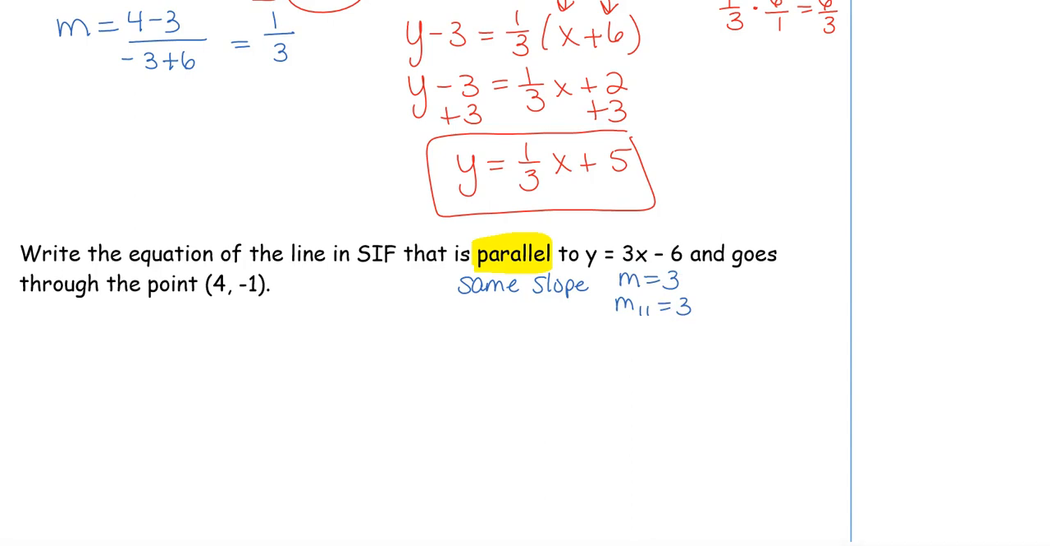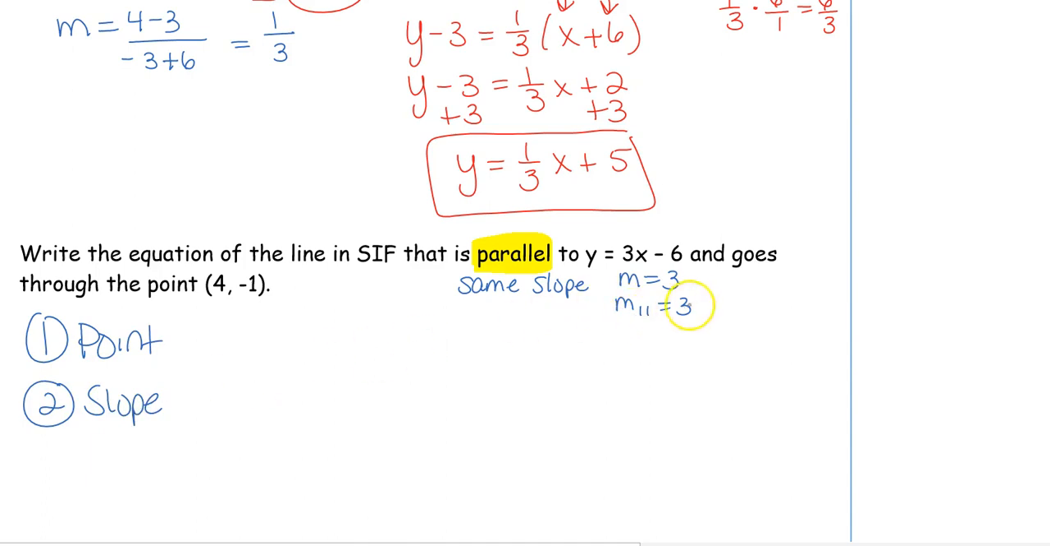So I know that I need two things. I need my point and I need my slope. We just found that our parallel slope is going to be 3. And if we keep on reading our sentence, we're told that it's going to go through the point 4, -1. So this is the slope I'm going to use, this is the point I'm going to use. Then we look back at the directions and we want it in slope-intercept form.